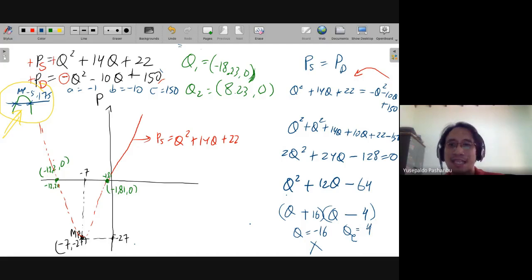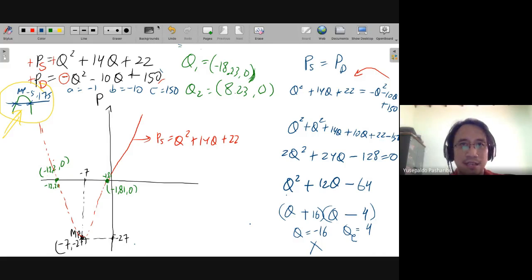When the quantity of equilibrium, or the intersection, is 4, then how about the P or price? The P is simple, just put 4 into one of the equations.